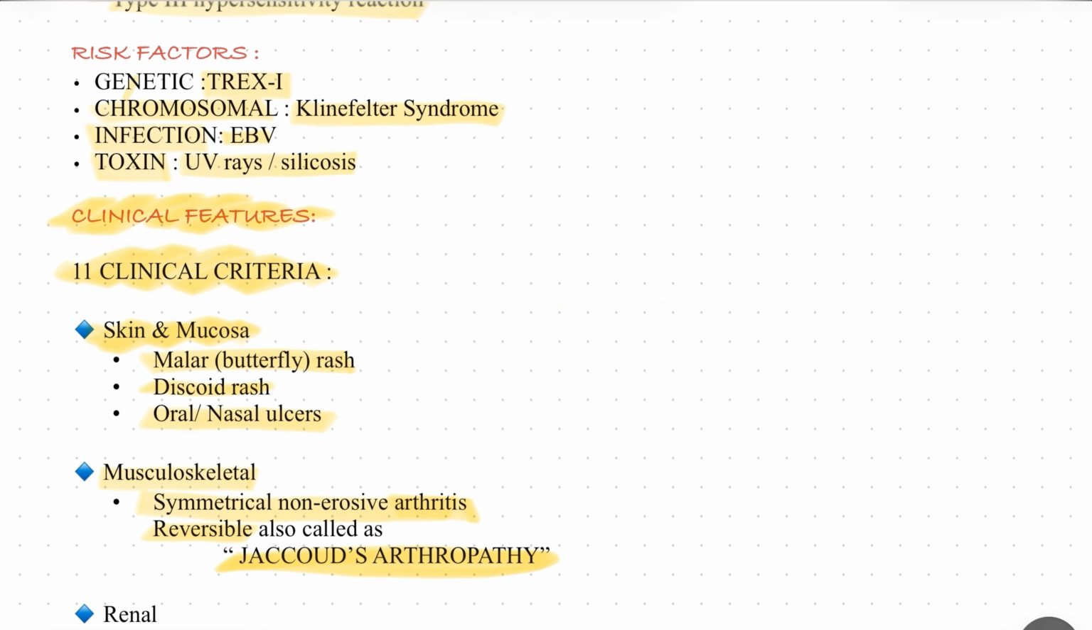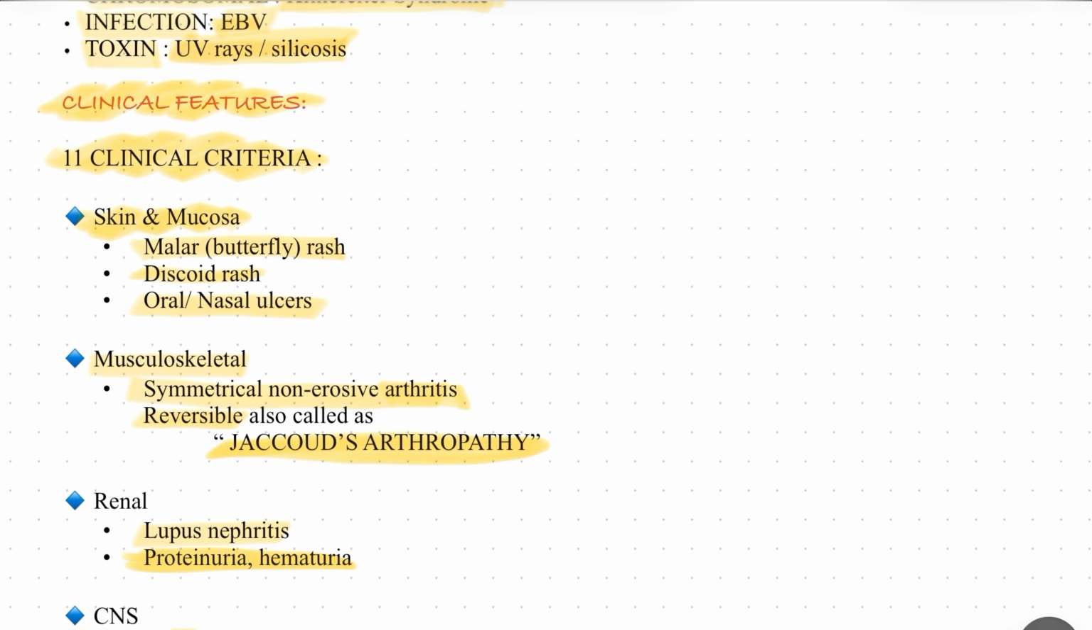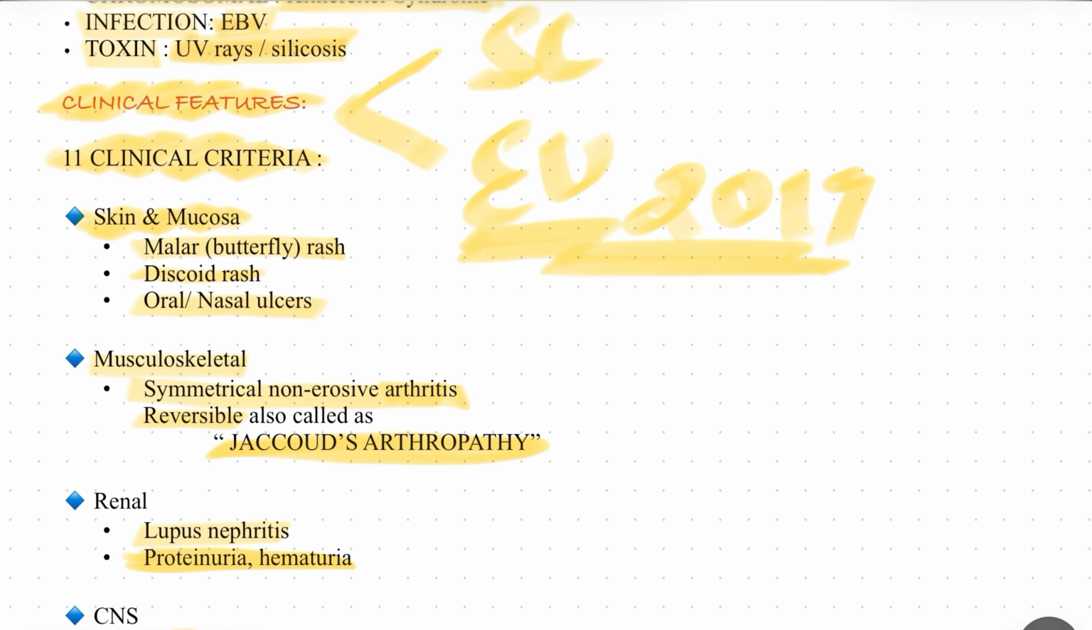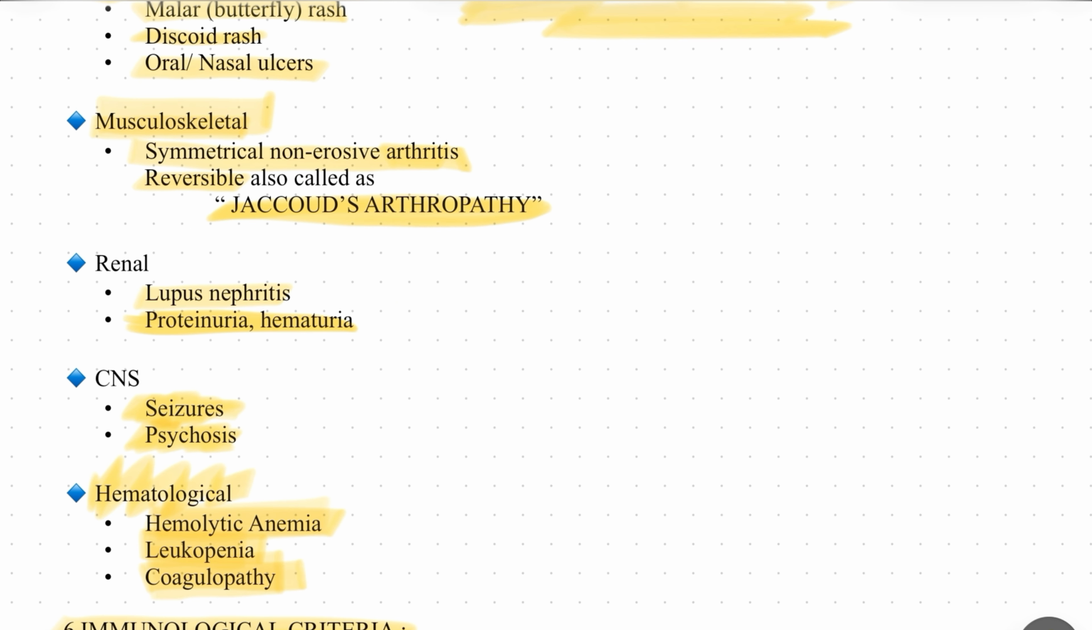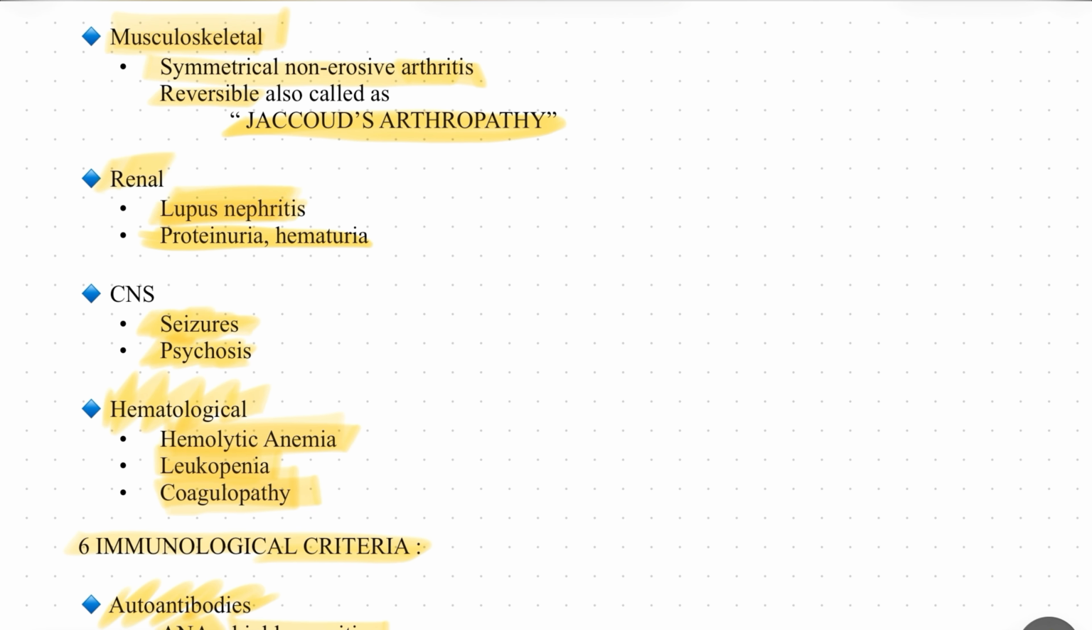Then coming to risk factors, 4 you need to remember. I said dinosaur treks, something like that. Then Klinefelter syndrome, then Epstein-Barr virus, then sunscreen you need to apply because of UV rays, and silicosis is a risk factor. Then coming to criteria, we have SLICC or EULAR. From 2019 we are preferring EULAR, so you need to remember more detail about EULAR. And the 11 criteria which go with the skin and mucosa, musculoskeletal, even renal. This is lupus nephritis, for which you prefer cyclophosphamide for the treatment.